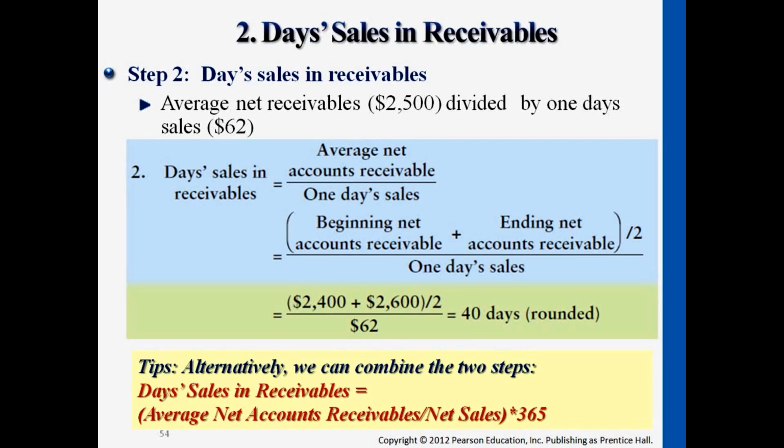So this ratio here, after you determine per day sales, we want to know within the average accounts receivables, how many days of sales are still within the receivables. So this will give us the collection period of sales, 40 days.